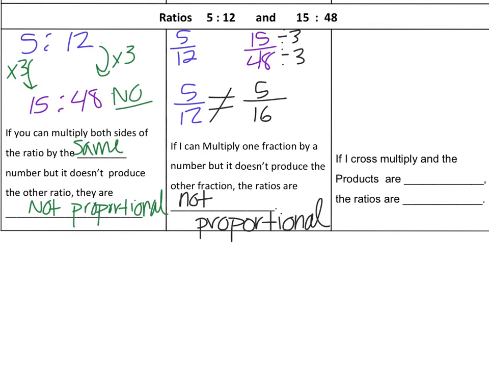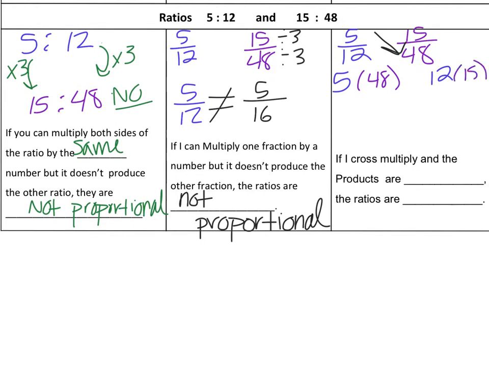Okay, last way. Again with the cross products, my personal fave. I'm going to take the ratio and put it into a fraction, so 5 over 12 and 15 over 48. I'm going to find the cross products. So 5 times 48, and then 12 times 15, and I want to know if those are equal.